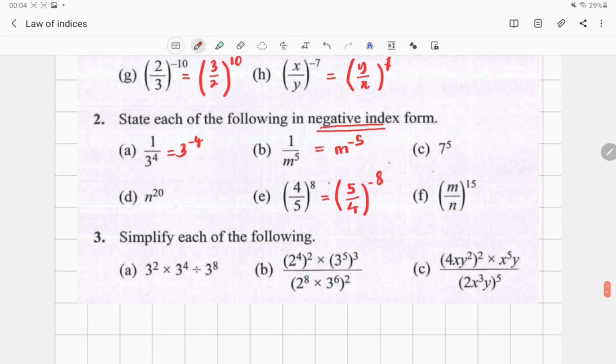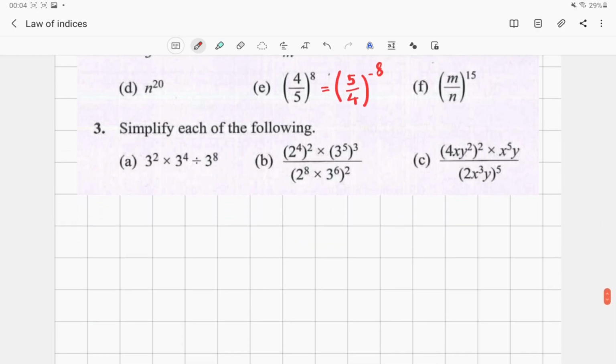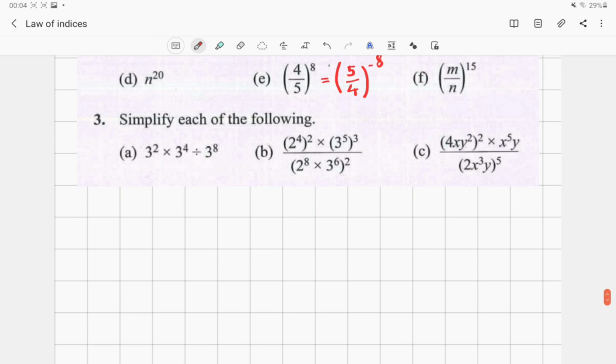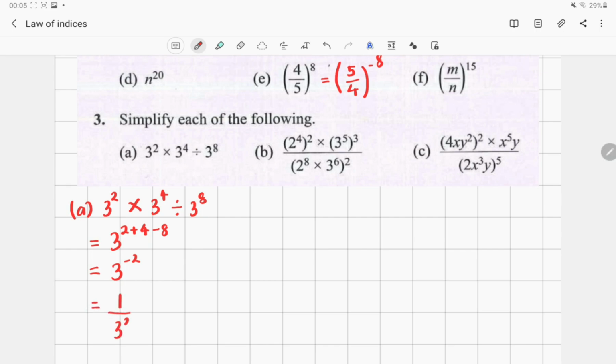So now we continue with example 3. Simplify each of the following. Now we have to use the laws of indices that we have learned. For question A, the answer is 3 to the power of 2. When we multiply, we add the index, and when we divide, we minus the index. So the answer is 3 to the power of negative 2. And normally we have to write it in positive index, so we give the answer 1 over 3 to the power of 2.